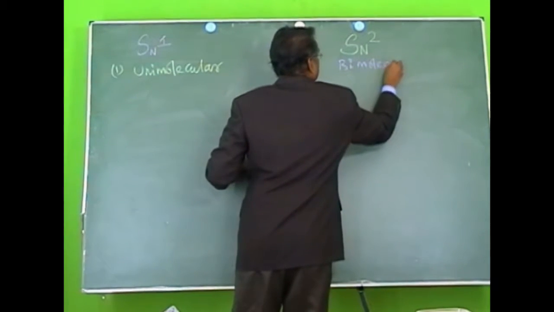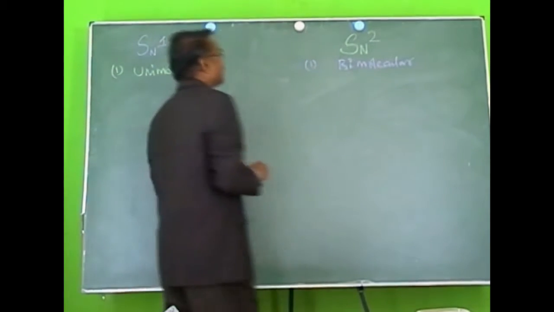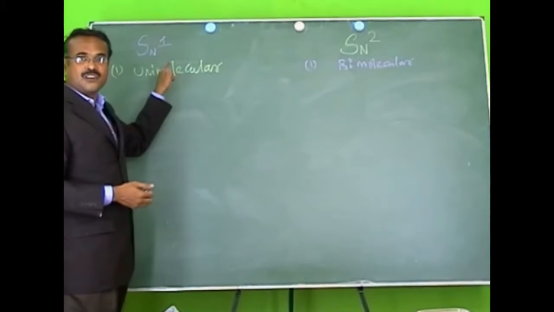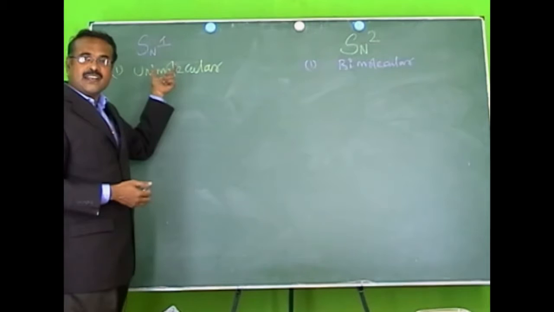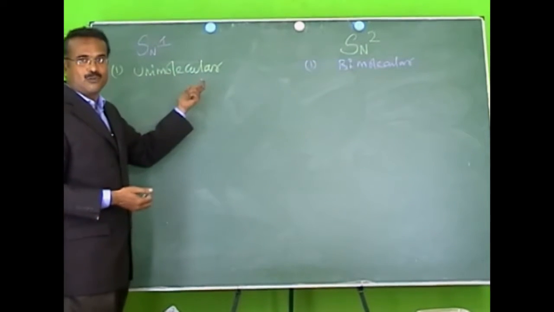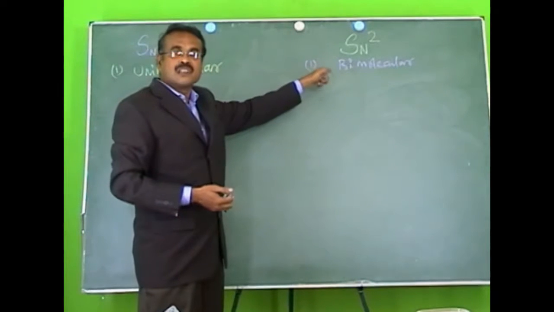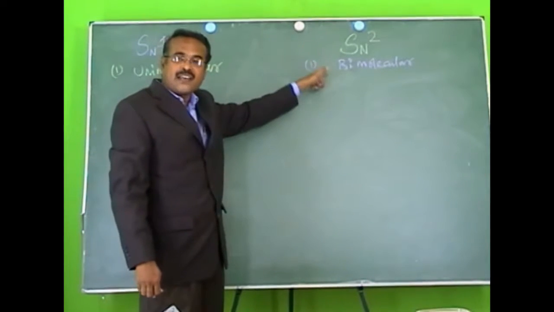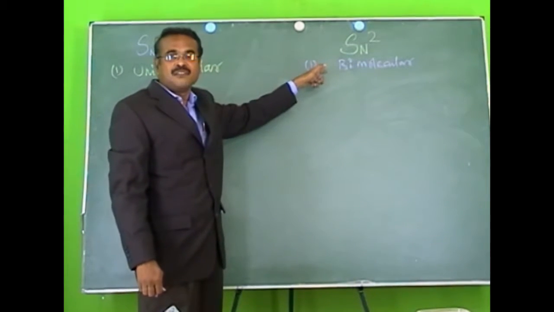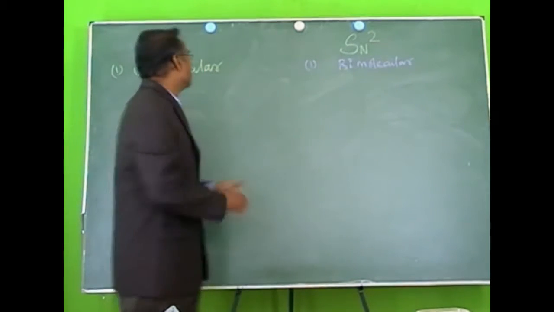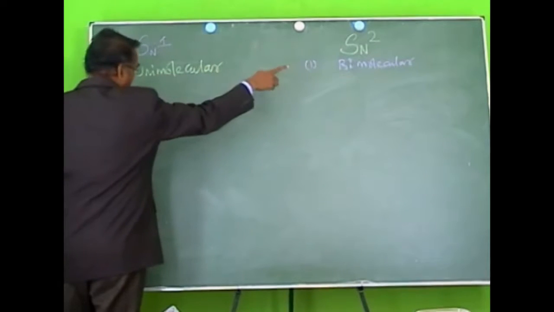I will explain what unimolecular and bimolecular mean. For this substitution reaction to be carried out, we need only one molecule. So unimolecular, molecularity is 1. Here, 2 molecules are necessary to carry out this reaction. It is important that 2 molecules are necessary for this reaction to take place, so bimolecular. So molecularity 1, molecularity 2.